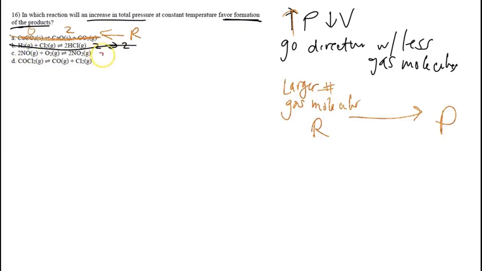We have 3 gas molecules in equilibrium with 2 gas molecules. So if I increase the total pressure, then guess what? This will go to the products. And so that one works. Now let's go to letter D. We have 1 gas molecule and 2 gas molecules. So if I increase the pressure, I'm going towards reactants. And so the only one that's going to go towards products when we increase the pressure will be letter C. And that's how I approach number 16.